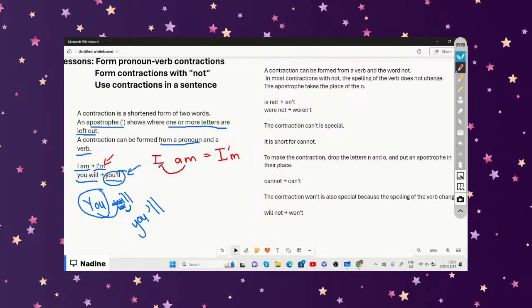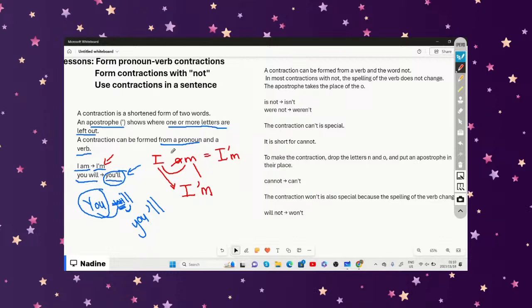Which means that we bring down our pronoun. We leave the pronoun over there, but we are going to remove the A. And if we remove the A or we leave out the A, then we're going to add the apostrophe in the place of the A, and we bring our M down, right? So instead of saying I am 10 years old, we can say I'm 10 years old.